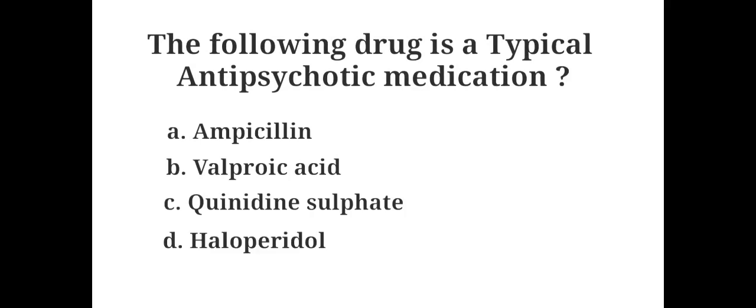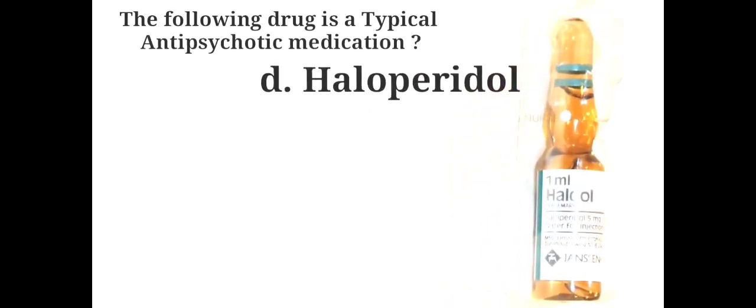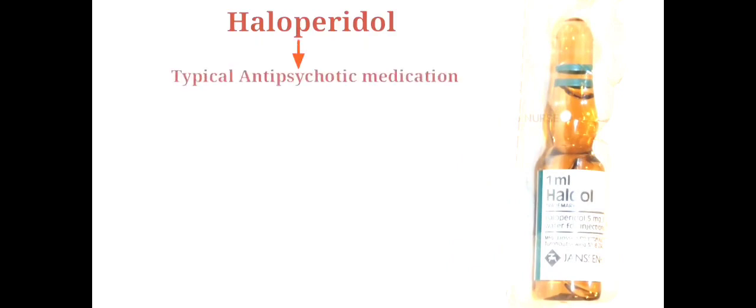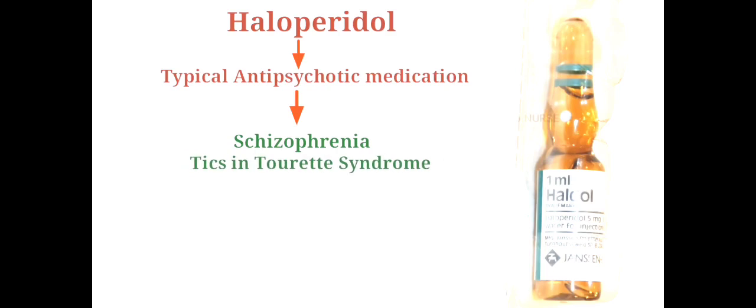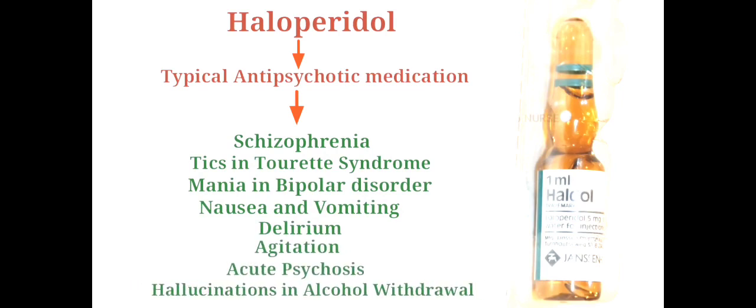The following drug is a typical antipsychotic medication. A. Ampicillin, B. Valproic acid, C. Quinidine sulfate, D. Haloperidol. And the answer is D. Haloperidol. Haloperidol is a typical antipsychotic medication which is used in the treatment of schizophrenia, tics in Tourette syndrome, mania in bipolar disorder, nausea and vomiting, delirium, agitation, acute psychosis, and hallucinations in alcohol withdrawal.